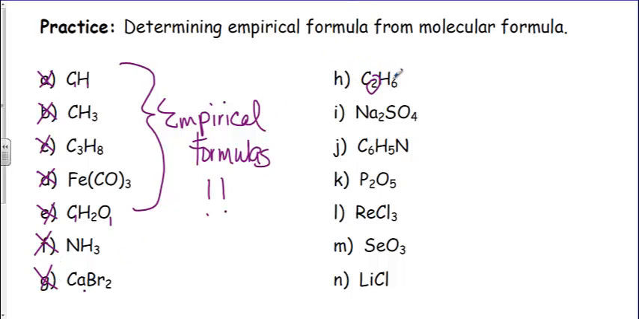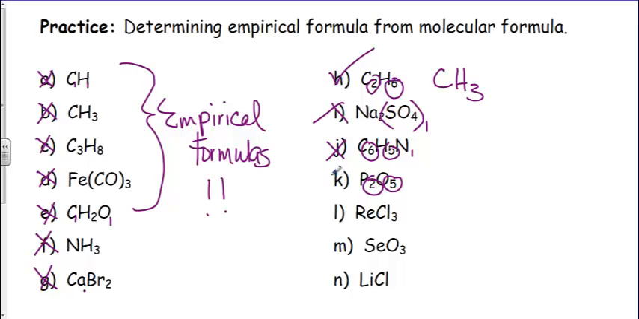C2H6, good. Finally found one. We can divide this out by 2 and get CH3. Na2SO4, remember SO4 is a polyatomic ion, so we would say there's only one of those, cannot be reduced. Next, technically there's a 1 there, so no, we can't do anything with this. P2O5, 2 and 5 do not have a common factor, so we can't do anything there. These are already in the reduced forms.